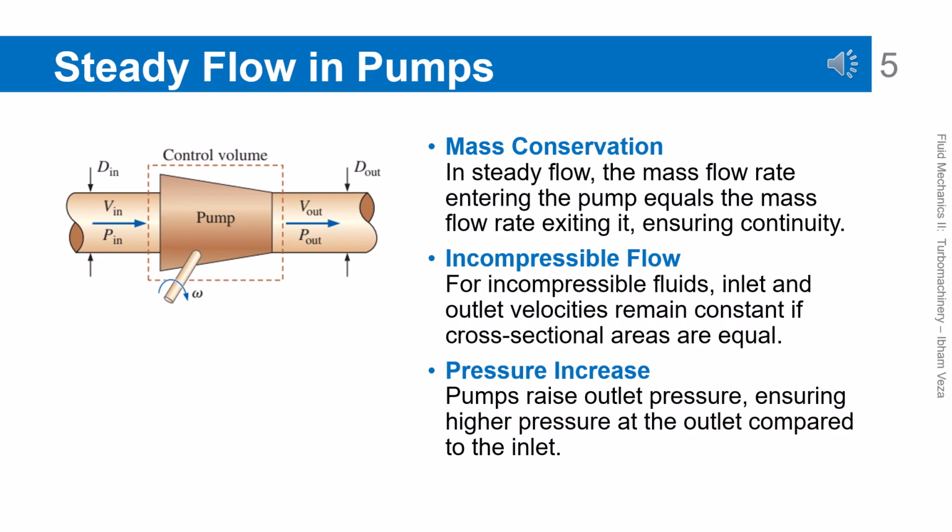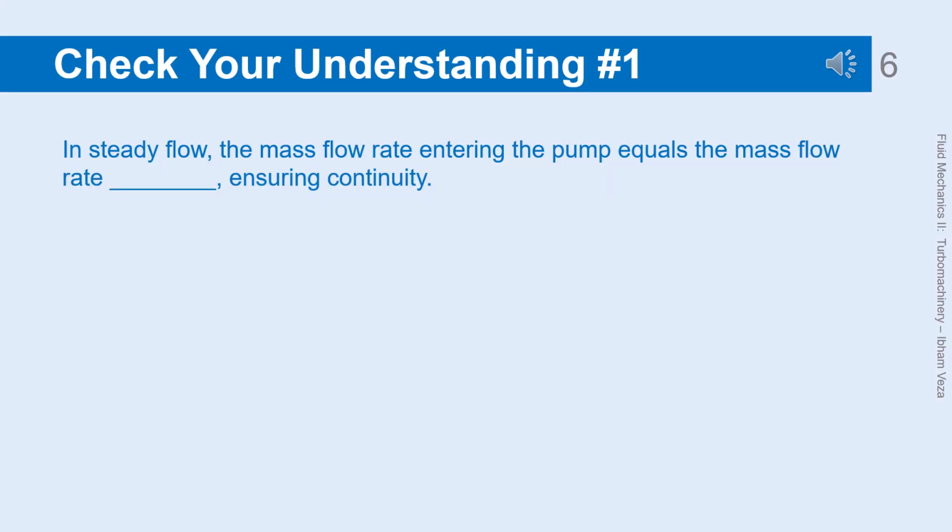Steady flow in pumps. The discussion starts with the assumption of steady flow inside the pump. Under this condition, the mass flow rate entering the pump equals the mass flow rate leaving it. For incompressible fluids and equal cross-sectional areas, the inlet and outlet velocities can be considered the same. The main role of the pump is to increase the fluid pressure between the inlet and the outlet. This concept links mass conservation with the practical function of a pump. In steady flow, the mass flow rate entering the pump equals the mass flow rate exiting, ensuring continuity.